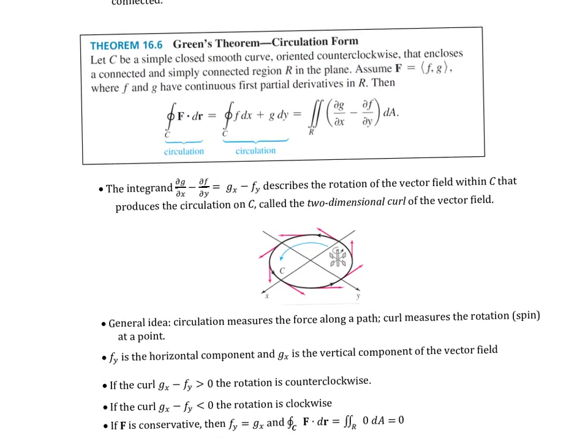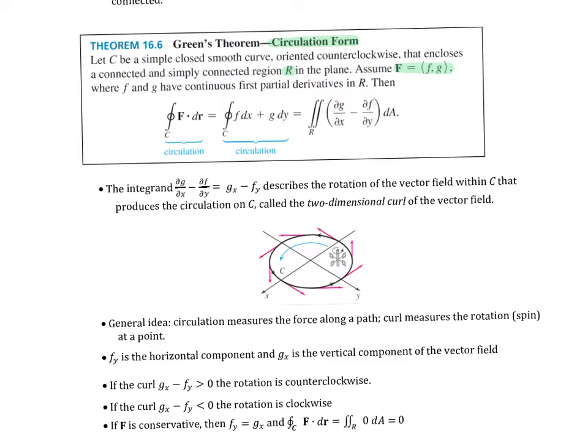Theorem 16.6, this is Green's theorem. This is our circulation form, and then we'll look at the flux form. So we have this curve, it's a simple, closed, smooth curve, it has an orientation. It's going to enclose a simply connected region R. So we'll have a curve, we'll have some region R that it encloses, and it's going to be a simply connected region. We're going to have this vector field F.